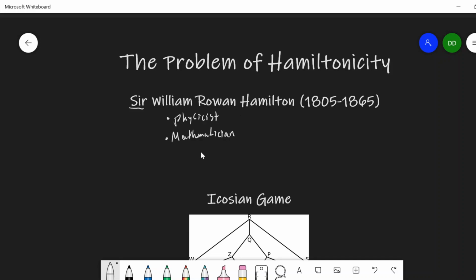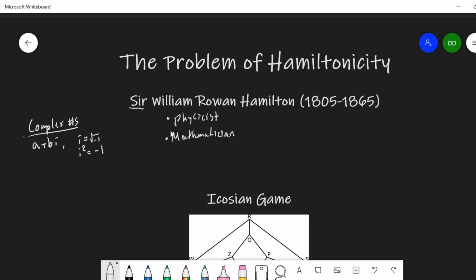Hamilton invented a new algebraic system. At this time, the complex numbers had already been discovered. You can think of the complex numbers as having the form a plus bi, where i is equal to the square root of -1. That is, i squared is equal to -1, and there's a multiplication defined on these. These constitute an algebraic structure.